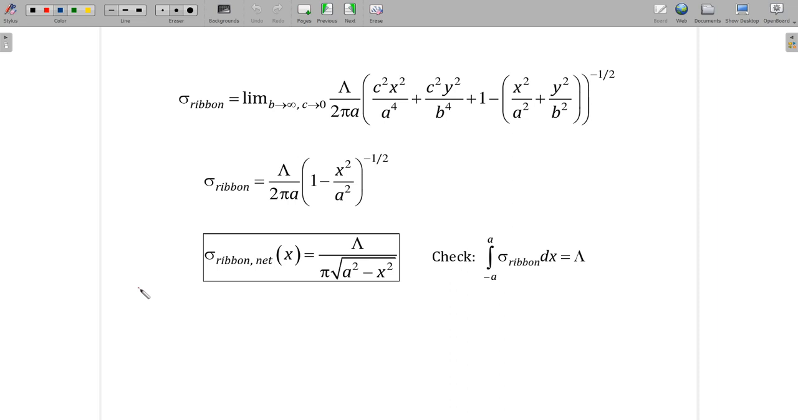a point. If I take a small area around that point, a small area element in the neighborhood of that point, and the same area element on the other side. So if I take the same area element on the upper surface of the ribbon and also on the lower surface of the ribbon, the total charge on both these surfaces would be lambda upon pi times under root a square minus x square.